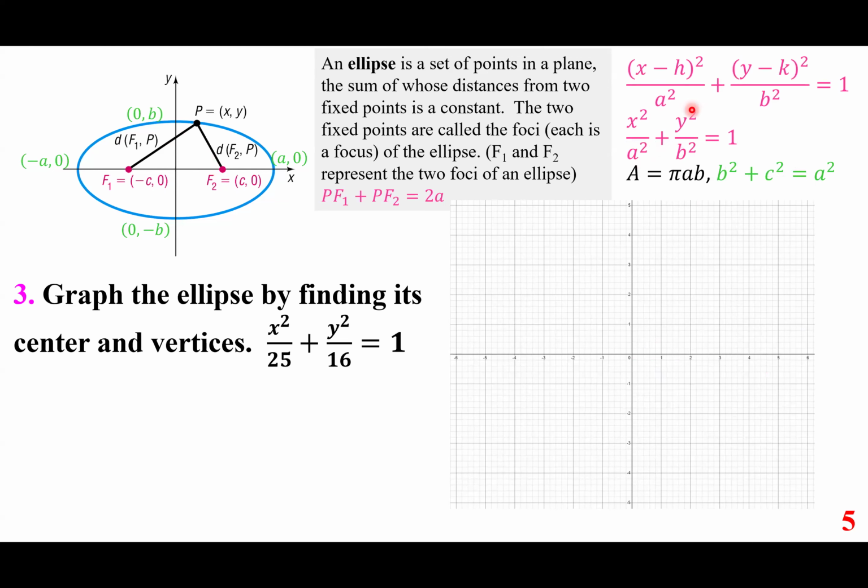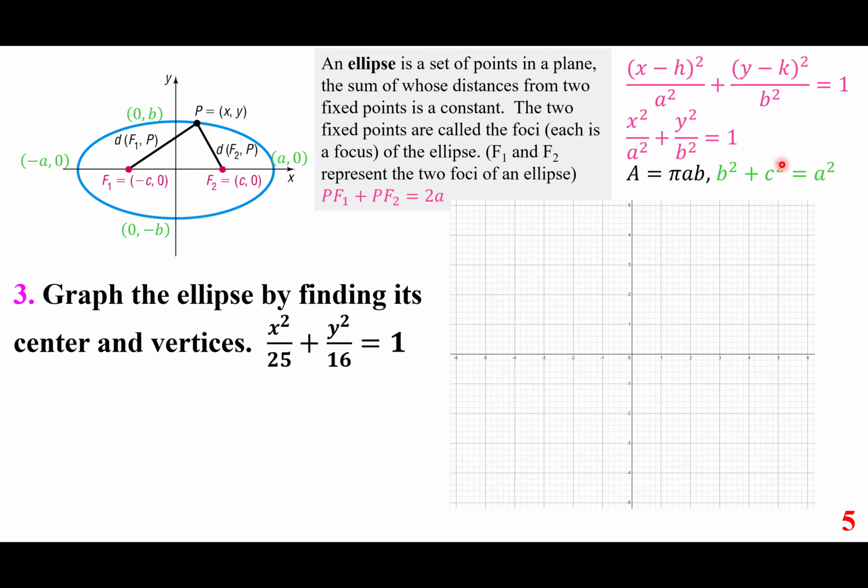So x squared over a squared plus y squared over b squared equals 1, if it's centered at (0, 0). If it's at (h, k), (x minus h) quantity squared over a squared plus (y minus k) quantity squared over b squared equals 1. The area for the circle is pi r squared, which makes it pi ab here. Remember, a circle is a special case of an ellipse where a and b are equal. We call it r. And b squared plus c squared equals a squared.